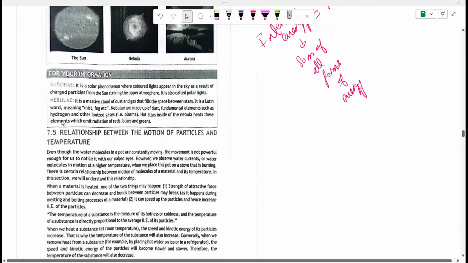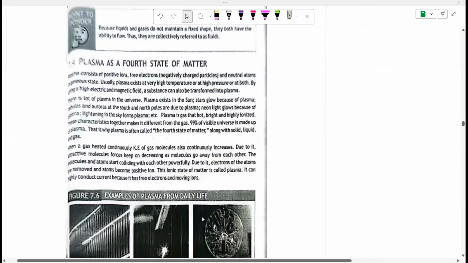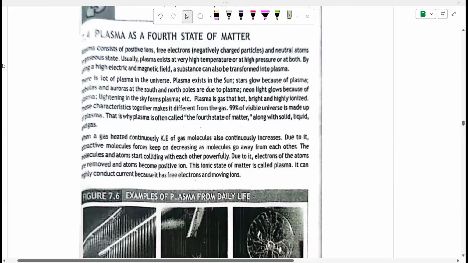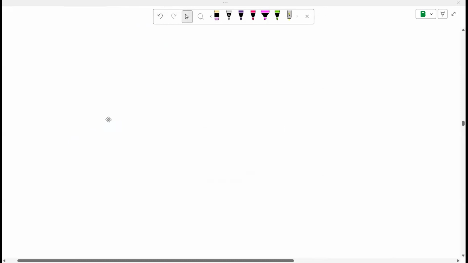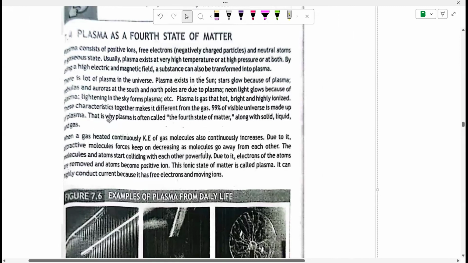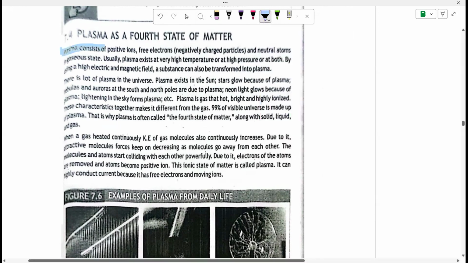So let's start with the fourth state of matter, which is plasma. First, its definition. Plasma consists of positive ions, free electrons, and neutral atoms.